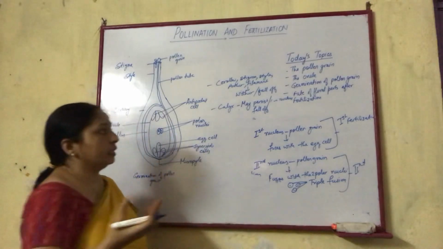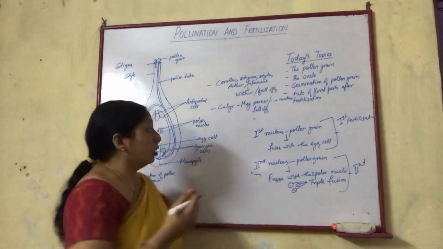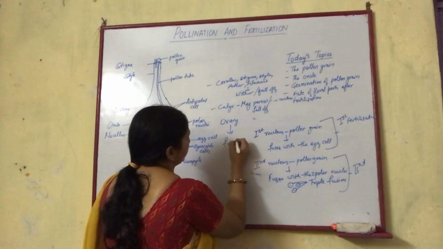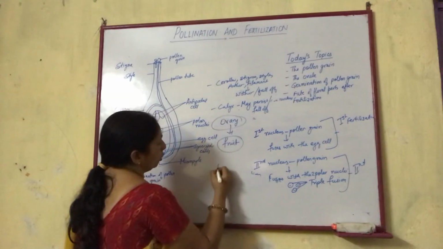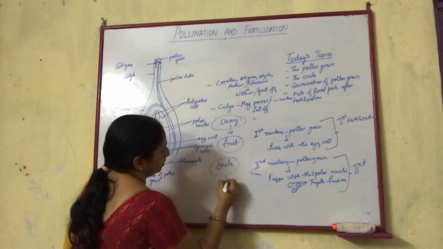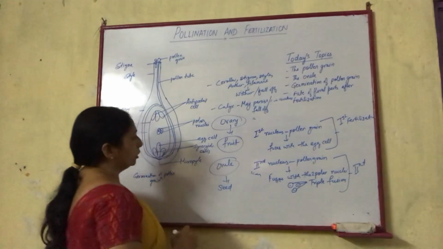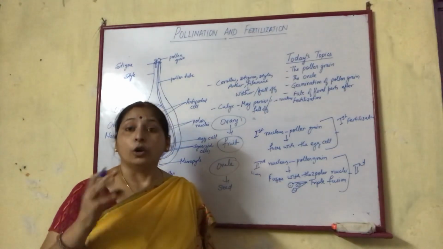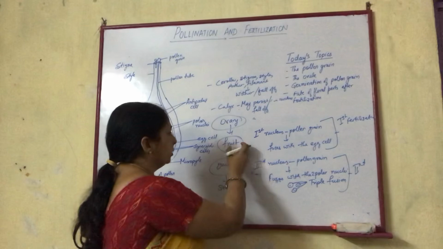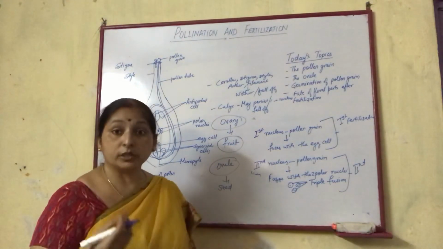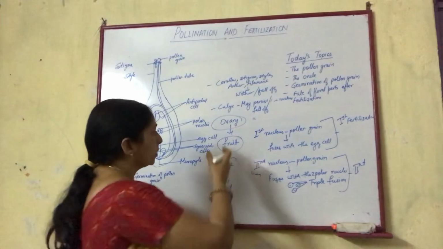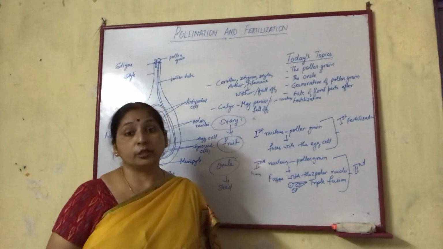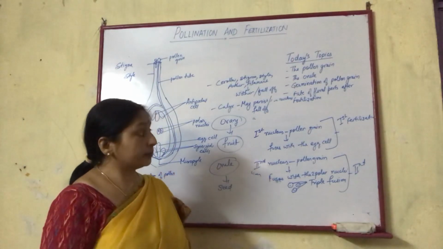Next is the ovary and the ovule. The ovary forms the fruit, and the ovule forms the seed. Ovarian wall forms the fruit wall, which may be dry or thin walled, depending on the type of fertilization or fruit formation. So ovary forms the fruit, ovule forms the seed. This is all about the process of fertilization and the post-fertilization events.